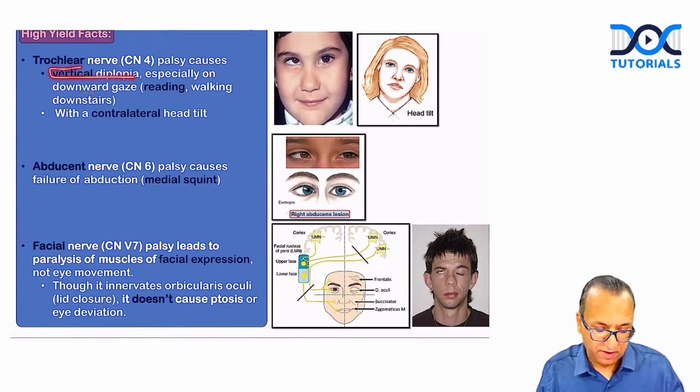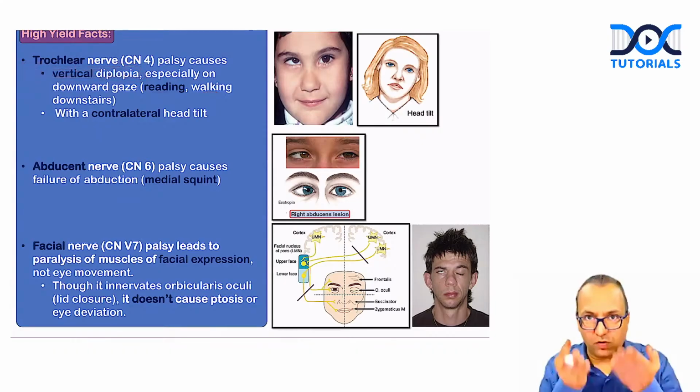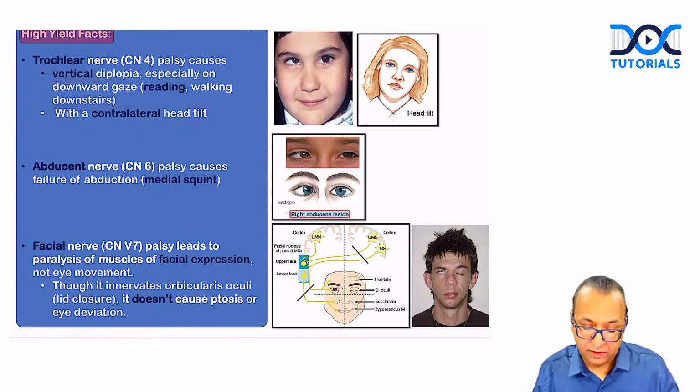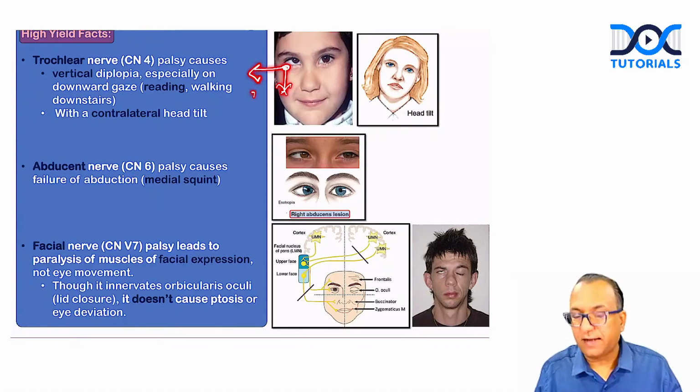So they will have vertical diplopia if the trochlear nerve is gone, especially while reading or going downstairs, they keep falling while going downstairs because there's vertical diplopia, and there's a contralateral head tilt. For example, this is the right-sided trochlear nerve not working. The oculomotor nerve is more powerful. Trochlear nerve, superior oblique, takes the eye down and out. But if superior oblique is not working, you cannot take the eye down and out, especially in abducted position.